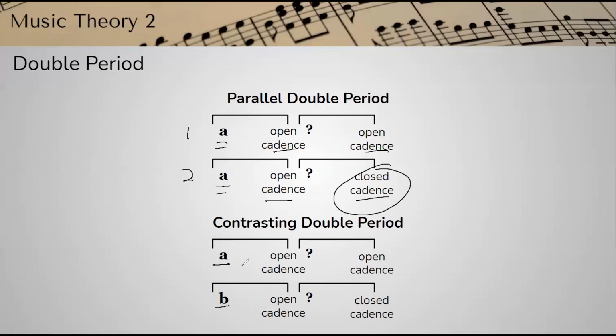But the key to having a double period is that each phrase ends with an open cadence except for the last phrase, right? The last phrase always has a closed cadence. So it's like when you get to the end of each phrase, it's always pushing you along to the next phrase, right? You never get a definite end until the very end. Okay.